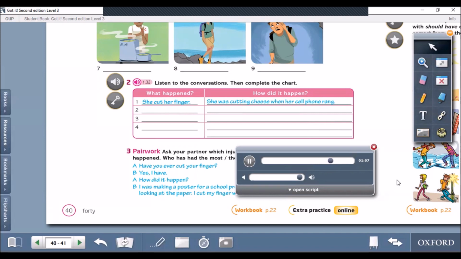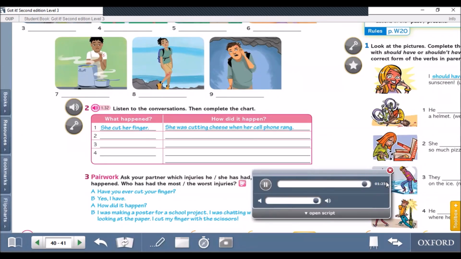4. Have you ever gotten a blister? Yes, I have. How did it happen? I was wearing new shoes. I went walking with my brother in the mountains, and the shoes hurt my feet. I had a blister on my left foot. It was very big and red. Oh.